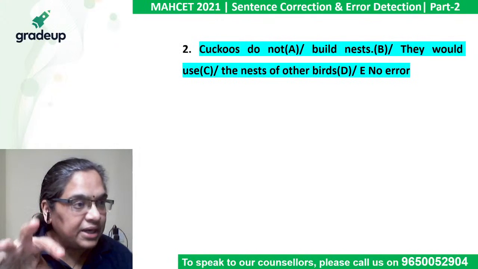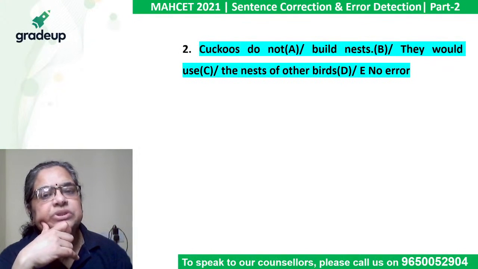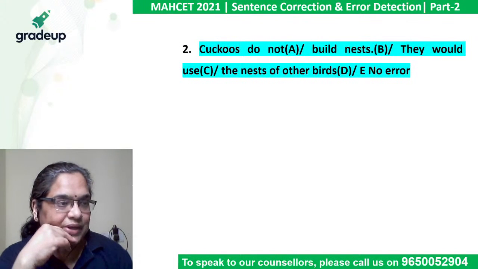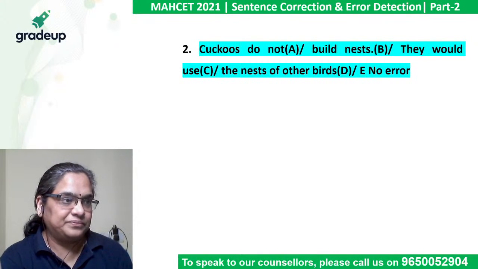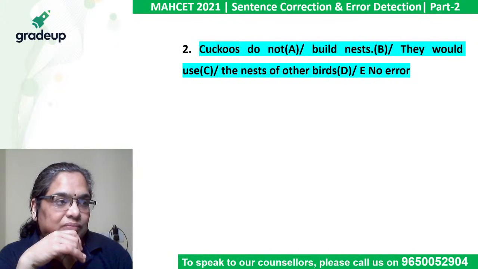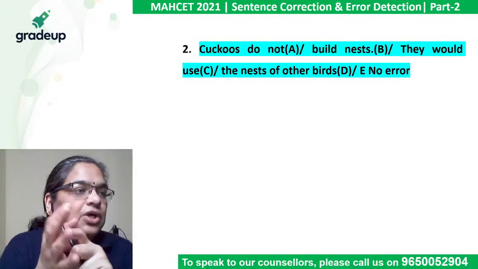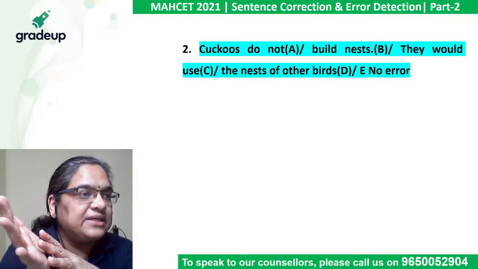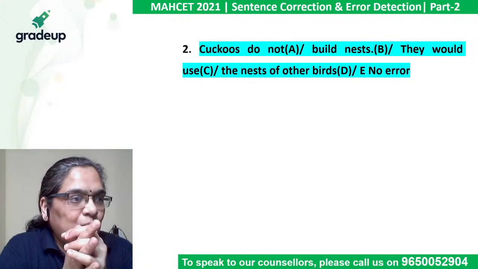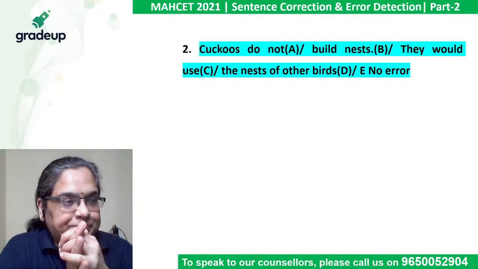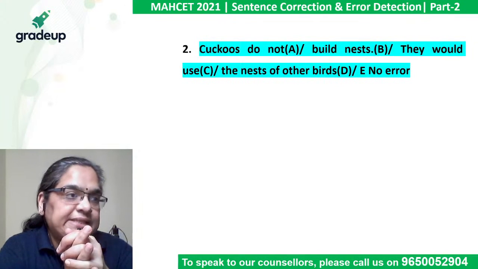It's a kind of bird and you're talking about them. So what are you saying? They don't build nests. They would use the nests of other birds. Which part of the sentence has an error? Quickly, guys, key in your answers. Cuckoos don't build nests. They would use the nests of other birds. Which part of the sentence has an error? A, B, C or D, or no error means E?